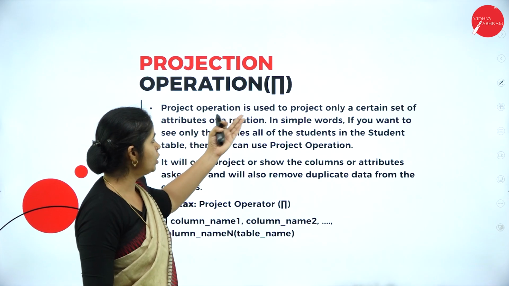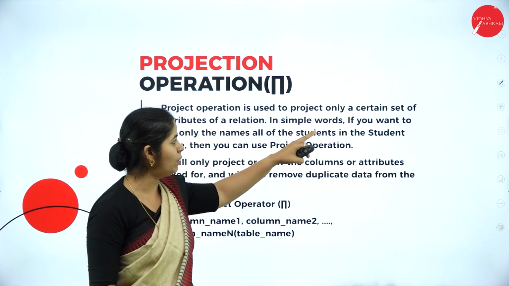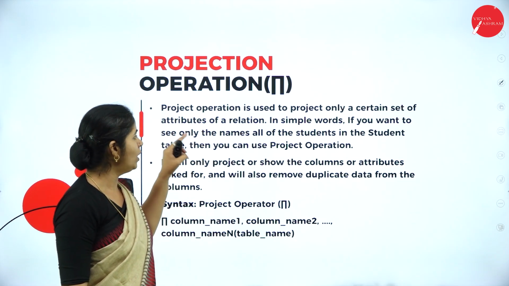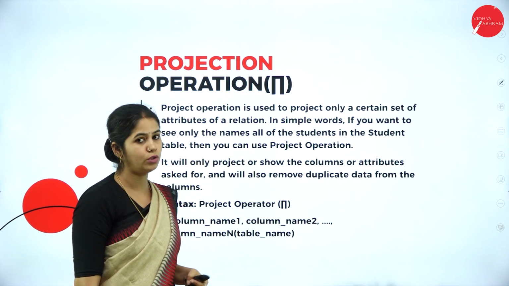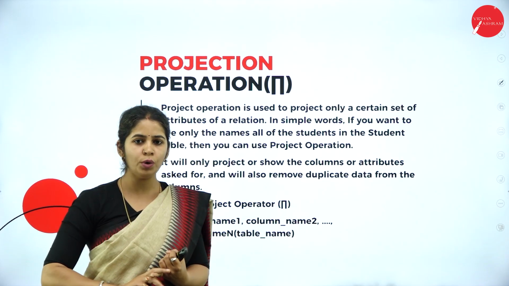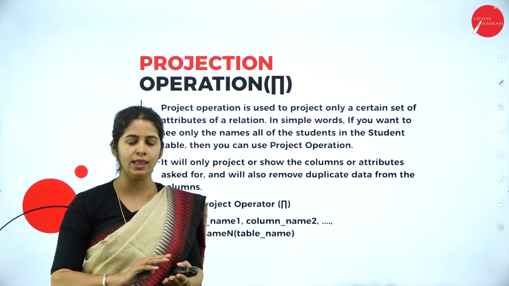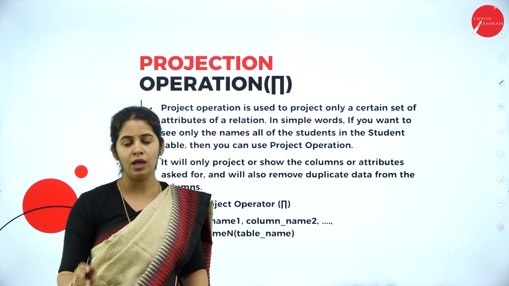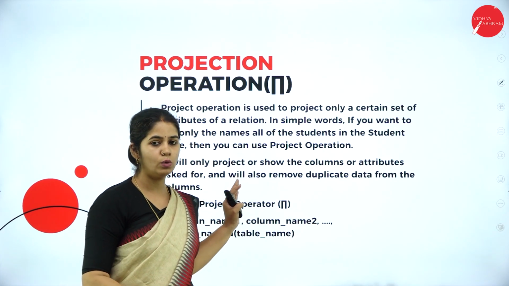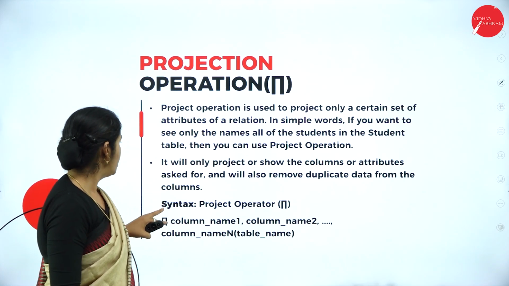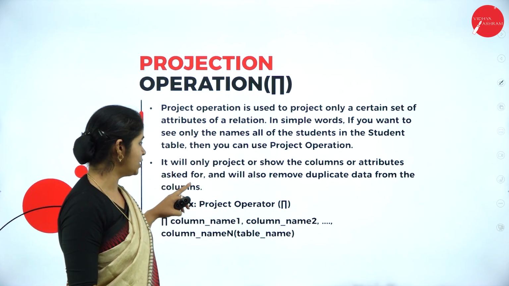The project operation is used to project only a certain set of attributes of a relation. In simple words, if you want to see only the names of all the students in the student table, then you can use the project operation. I don't want student age, student address, student phone number, student marks, anything. In the complete table, I just want only the student name. At that time, we can use a project operation. So it will only project and show the column or the attribute asked for.